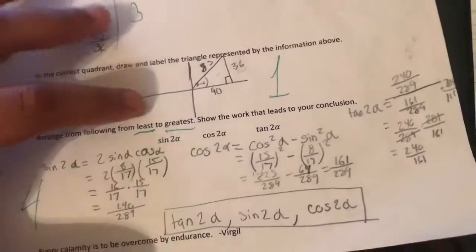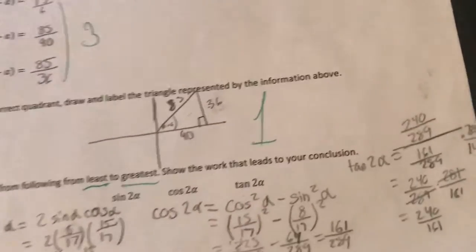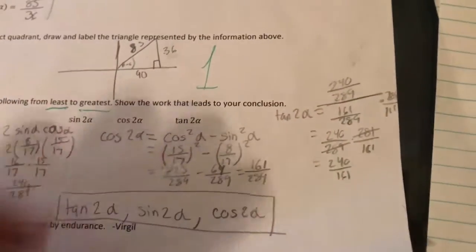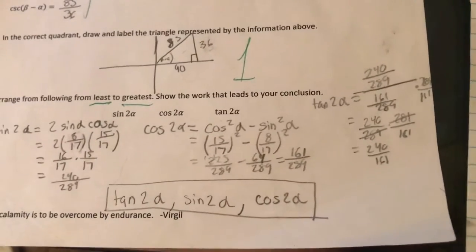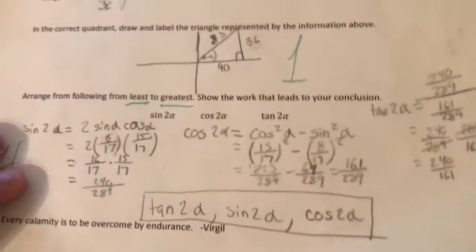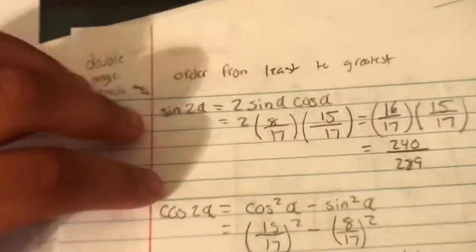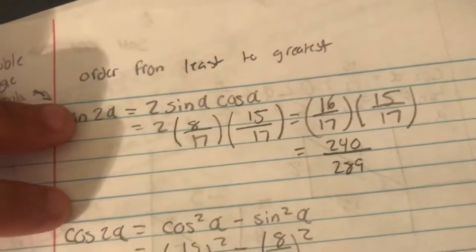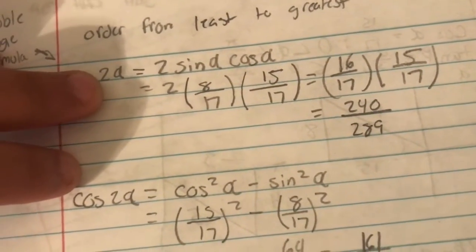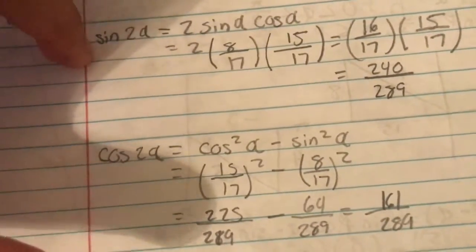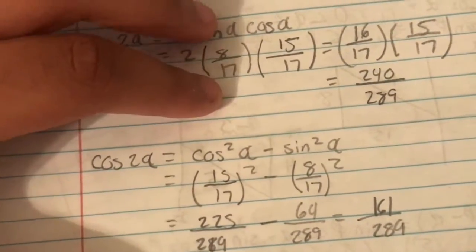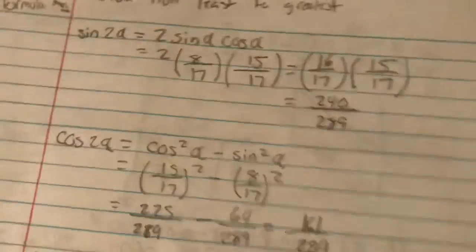Okay, and so now for this one it wants us to do sine 2 alpha, cosine 2 alpha, and tan 2 alpha. So for this one we're going to use double angle formulas, and so do it over here. So we have sine 2 alpha, so we're going to use 2 sine alpha cosine alpha because that's the formula.